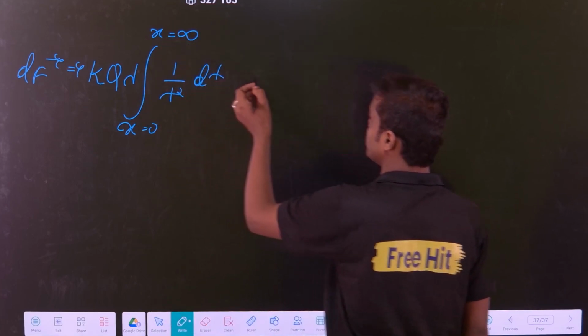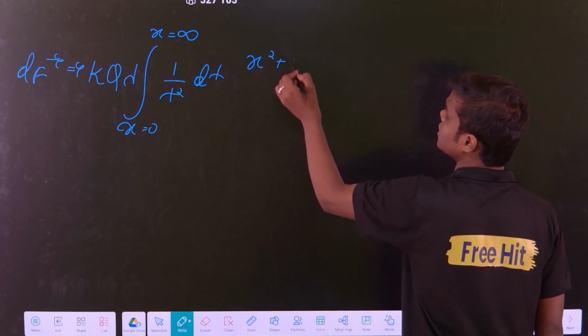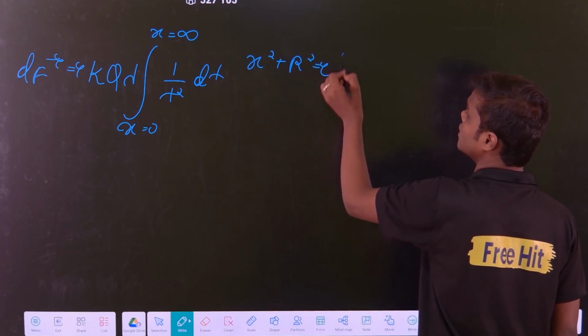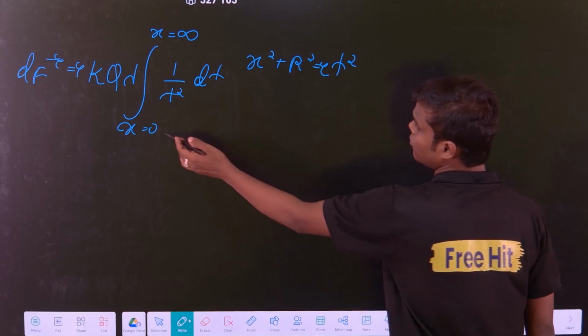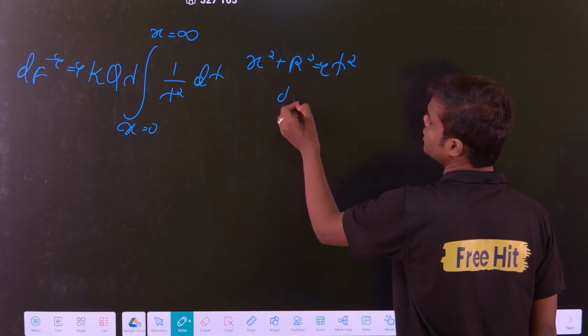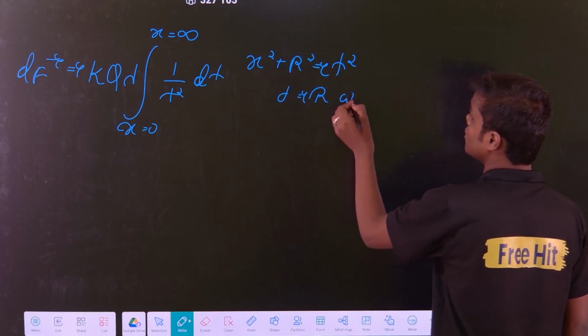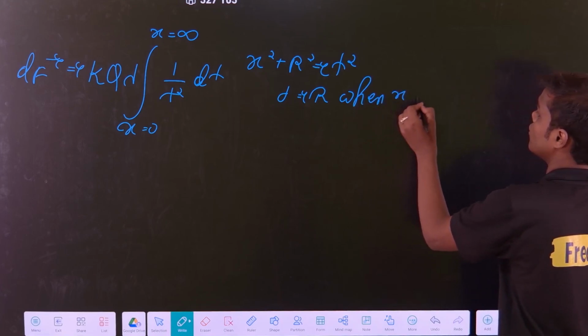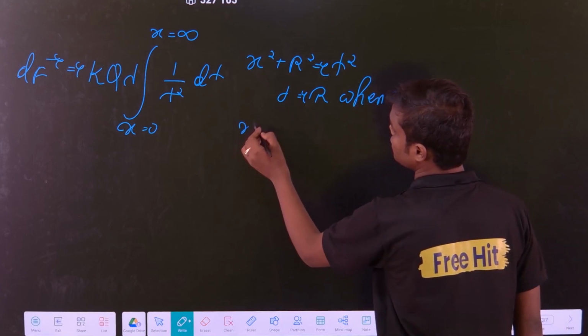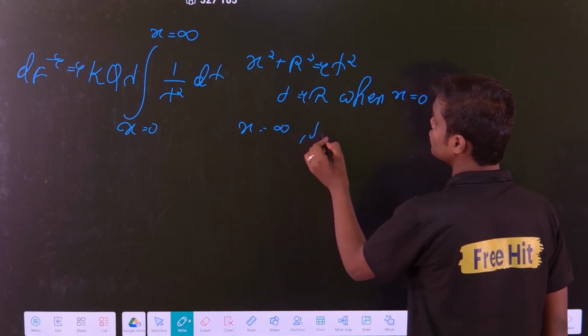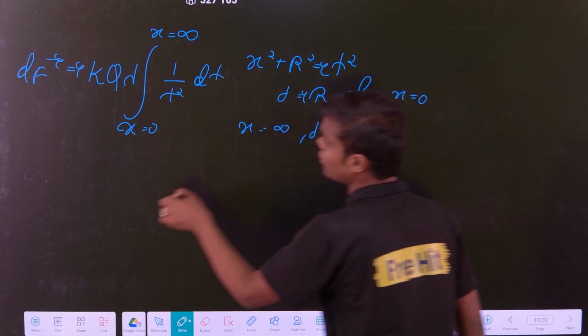We have substituted x square plus r square is equal to t square. That is the substitution we have done. So put the value of x equal to 0. You will get t is equal to r when x is equal to 0, and when x is equal to infinity, t is also equal to infinity. So what is the limit I will get?